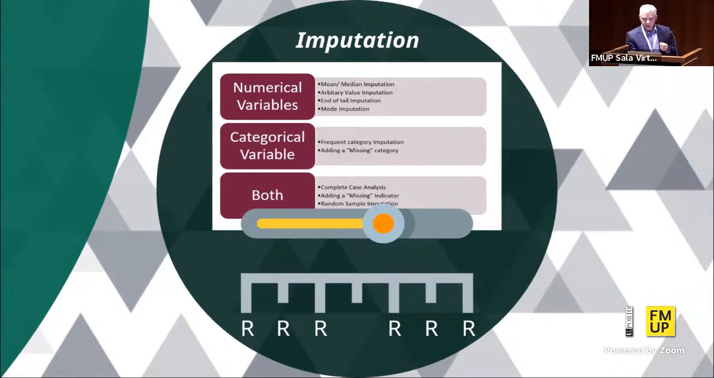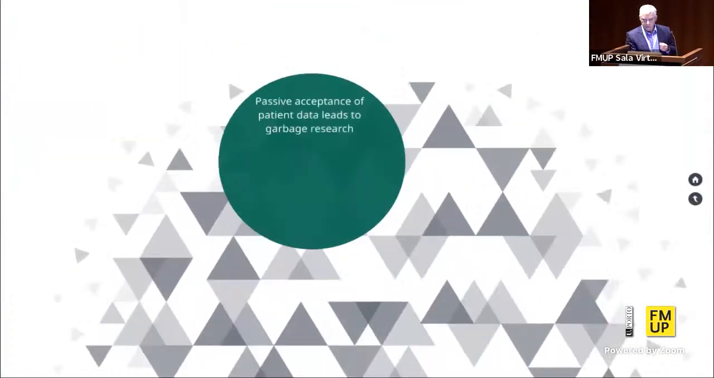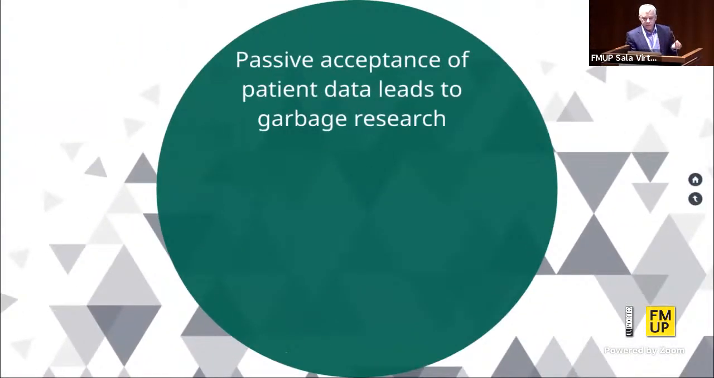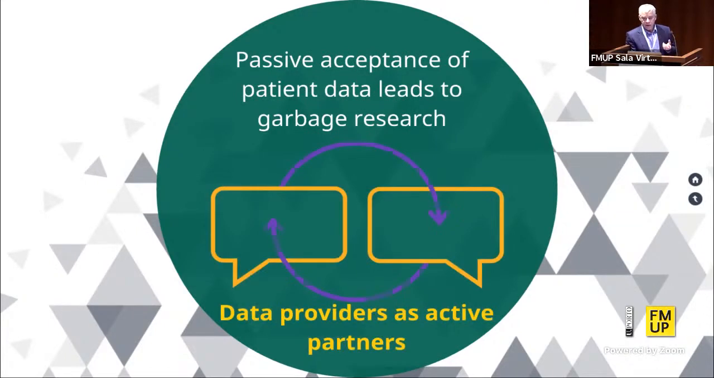But in reality, it does come back to the source data. Passive acceptance of this data leads to garbage research, in my experience in this rare disease field. So how do we get that better? Well, as I alluded to at the start, we need to consider the people who are controlling those individual data sets upon which we're relying as active partners. We need to engage them, show them how it's a benefit to them, include them on the papers, include them in the research, not just sit back at arm's length and say, we'll just use your data. Thanks very much.